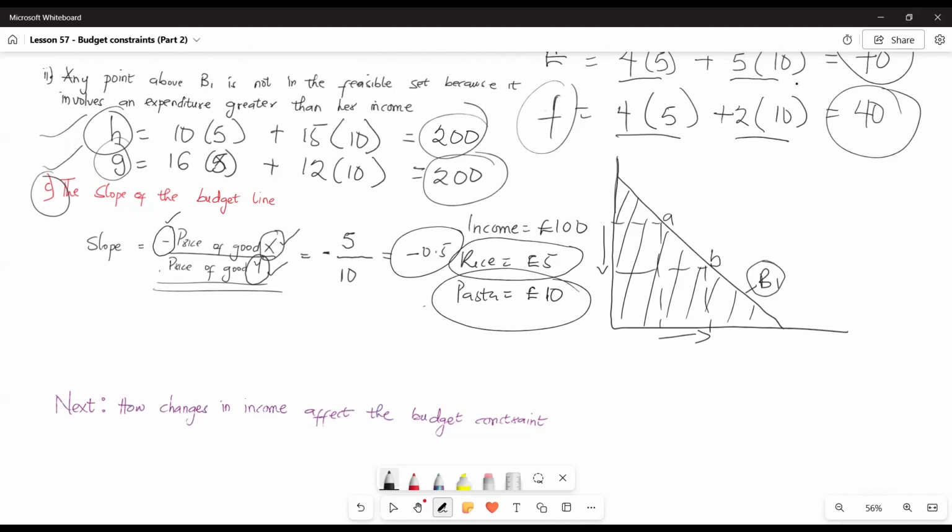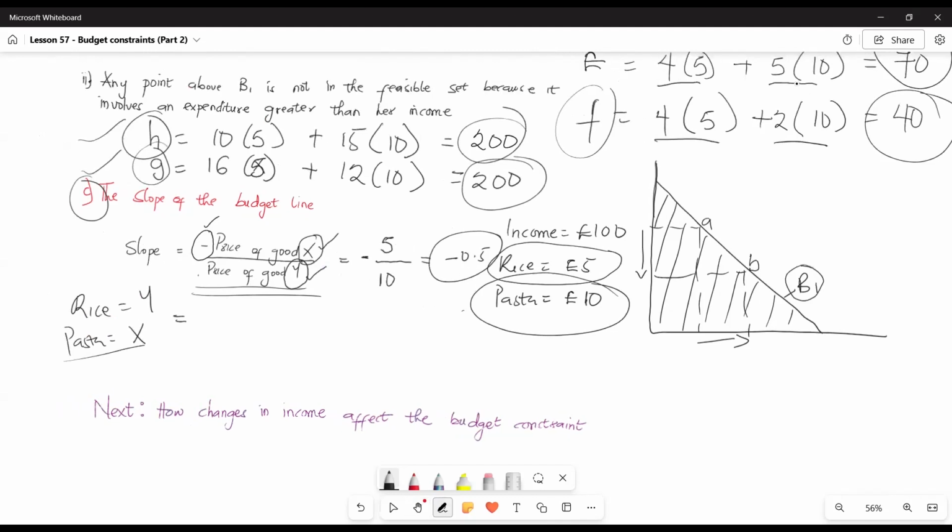Now this is important because the slope will not be 0.5 if we consider rice as good Y and pasta as good X. So to see this, if we consider rice as good Y now and pasta as good X, the slope now becomes minus the price of good X, which is pasta. So this is minus 10. And then rice is now good Y. The price of good Y is now 5. So this is going to be minus 2. When we are interpreting the slope, it's important to know that it depends on which good is good X and which good is good Y.